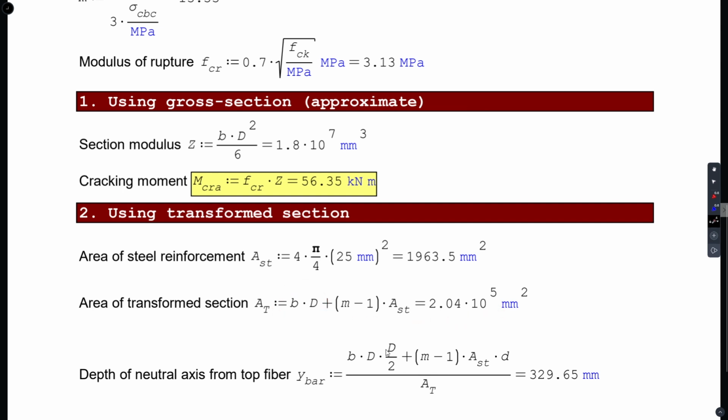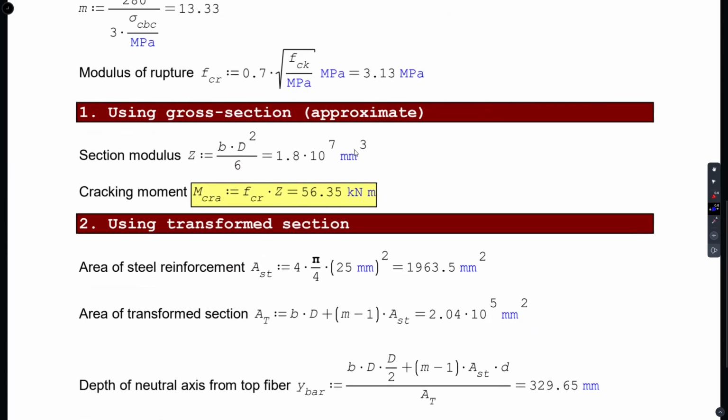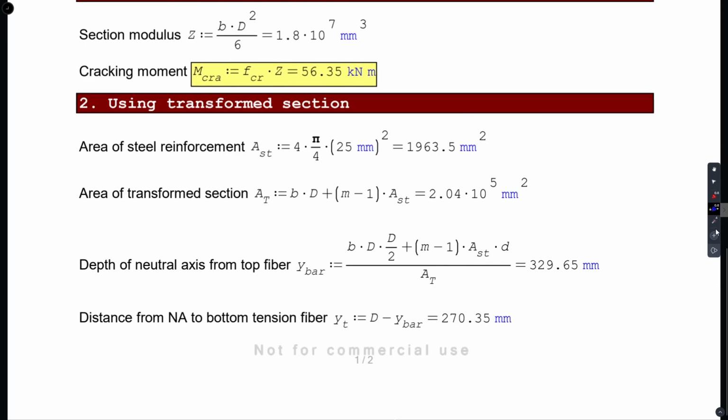Then you locate the depth of the neutral axis from the top. This is the depth of the neutral axis, which I denoted by x bar, just by taking moment about the top fiber. So, B into D by 2, plus this is for the reinforcing steel converted to equivalent concrete, m minus 1 into AST, the area of equivalent concrete, into the depth D, effective depth, divided by AT. So, that gives you this much. So, the distance from the neutral axis to the bottom tension fiber is capital D minus y bar, which is 270.35.